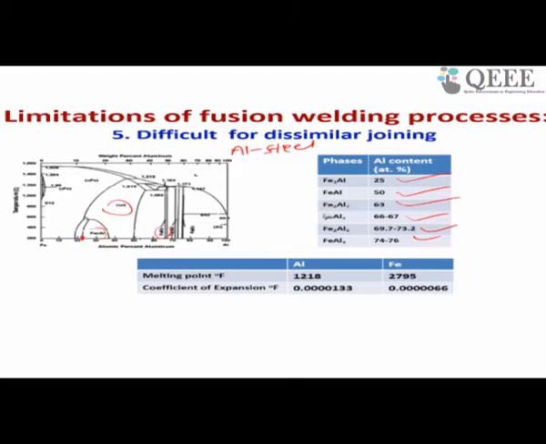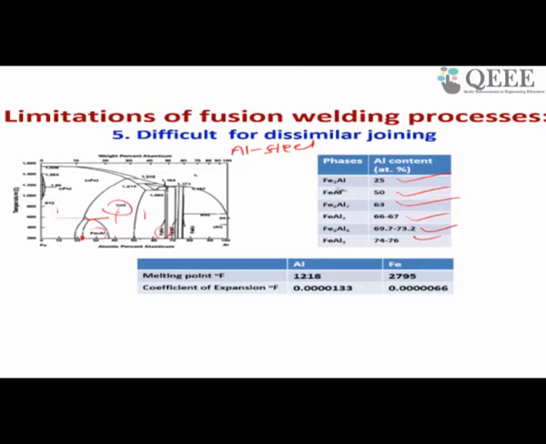How to join aluminum with steel? When you want to join aluminum with steel, at the interface, temperature will be very, very high. So at any temperature you get this kind of phase, and even higher than this, you get this phase. So temperature is high, so there is a high chance that you may get some kind of intermetallic compound.